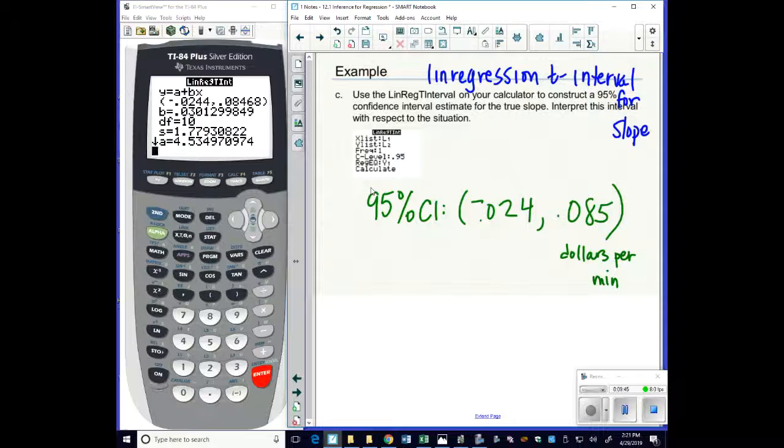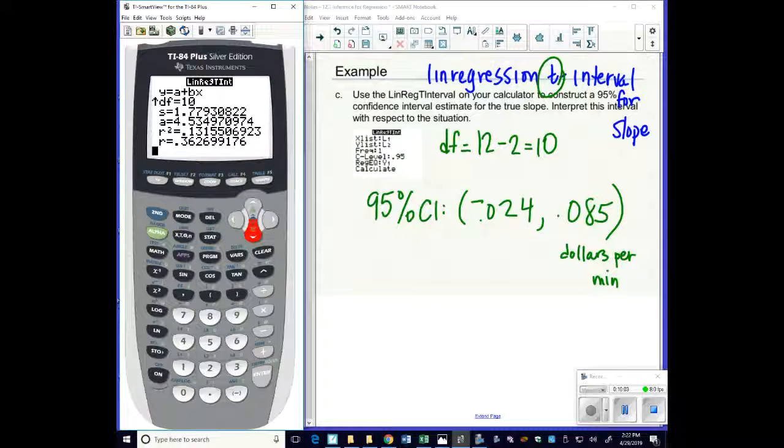Okay, and so you can see also the degrees of freedom. Since I'm dealing with a t distribution, I want to include the degrees of freedom. We had 12 customers or 12 receipts. So if you remember, the formula is 12 minus 2, which tells me my degrees of freedom is 10. You can see S is your standard error. You've got your R squared, your R. I don't think you need any of those other things. The A value that you see there, if you scroll down, that's your y-intercept.